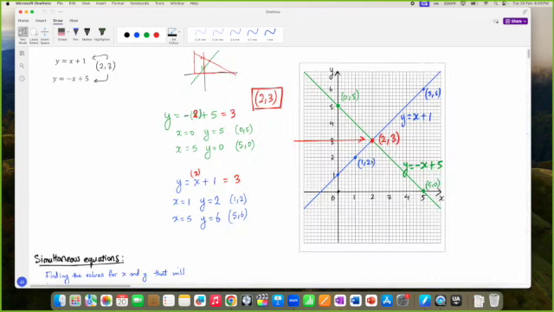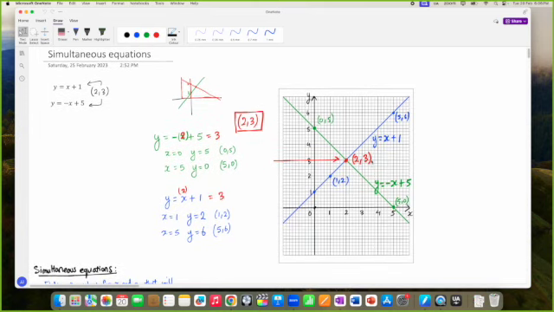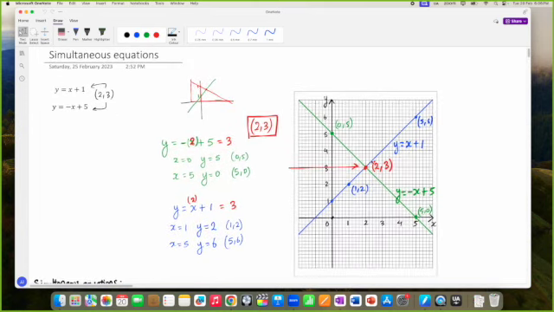Now this is actually the question that we did in the last class. At the end of the last class, we were given two equations. Y is equal to x plus 1, which you can see is the blue line, and y is equal to minus x plus 5, which you can see is the green line. You don't have to write this over. We actually did this already, right?